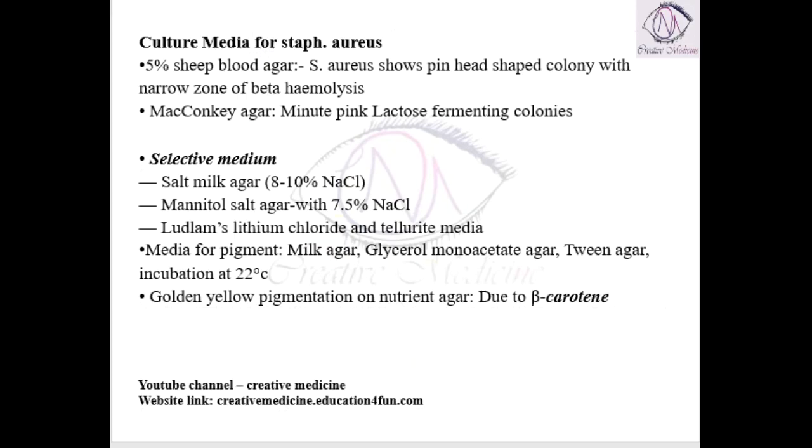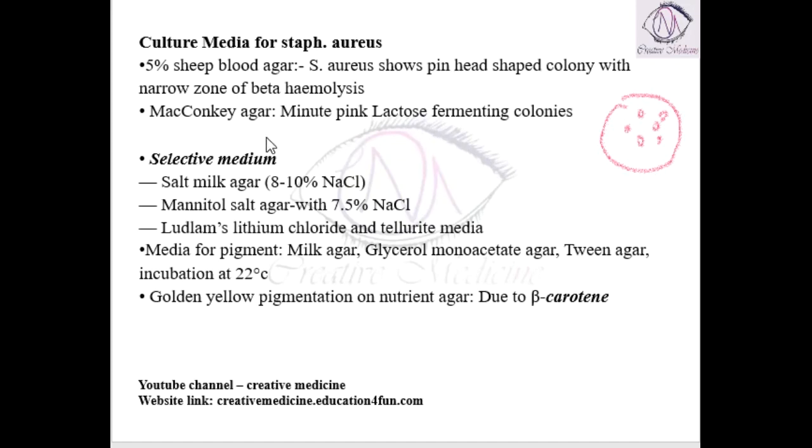In the 5% sheep blood agar, you will see pinpoint colonies with a narrow zone of beta hemolysis. Then MacConkey agar can be done. On MacConkey agar, you will see lactose fermenting colonies.